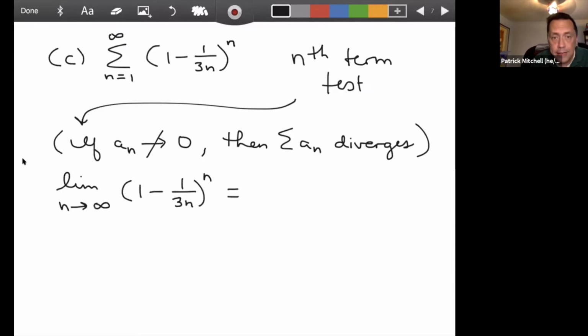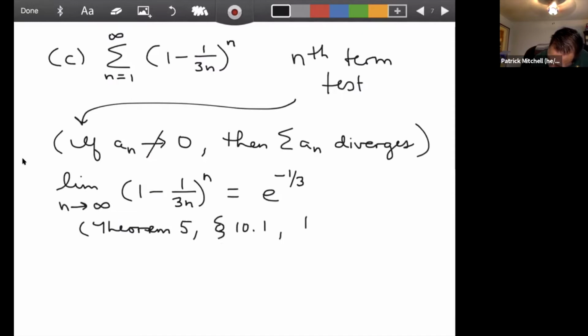This limit, it turns out, is equal to e to the power negative 1/3. And the reason I know that is by theorem 5 in section 10.1, number 5. Let me put that on the screen for you real quick.